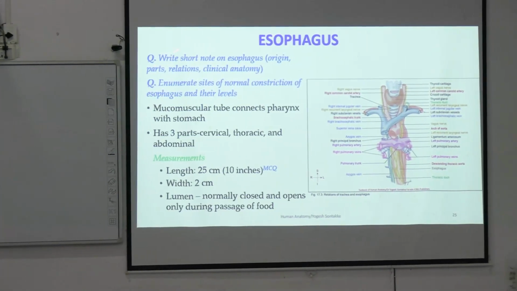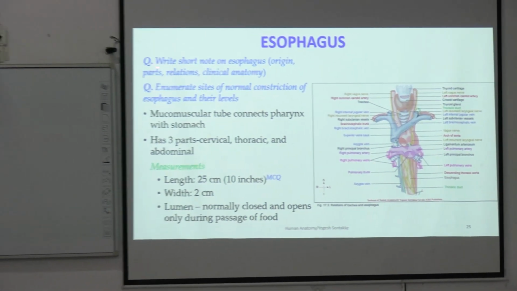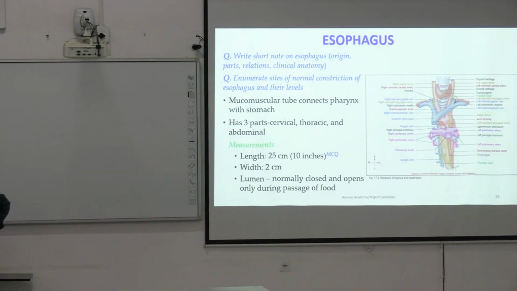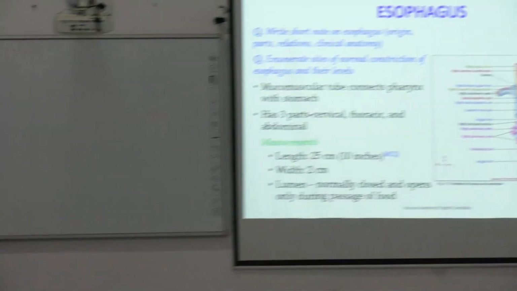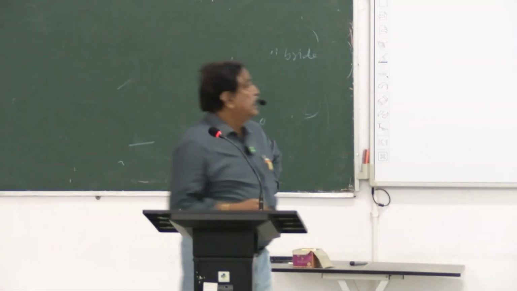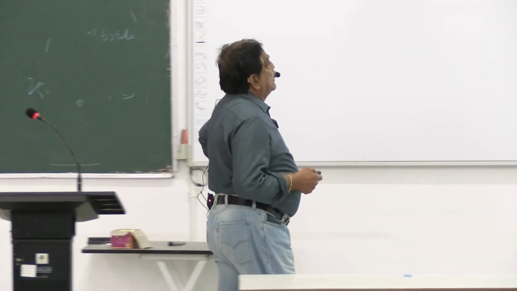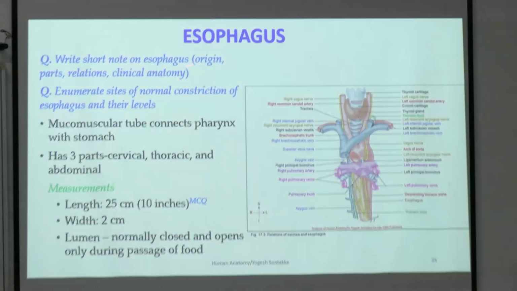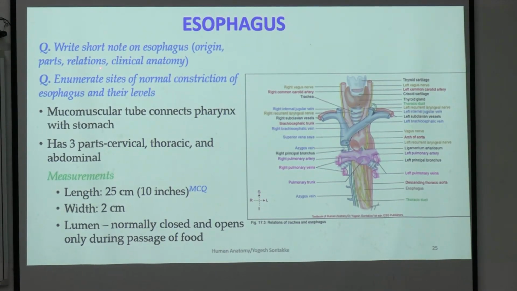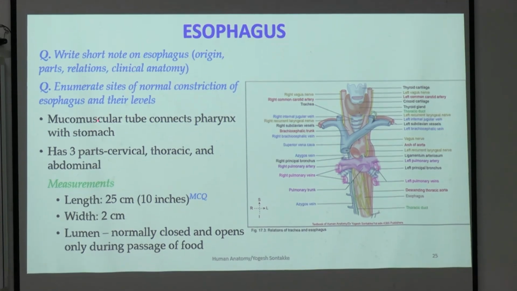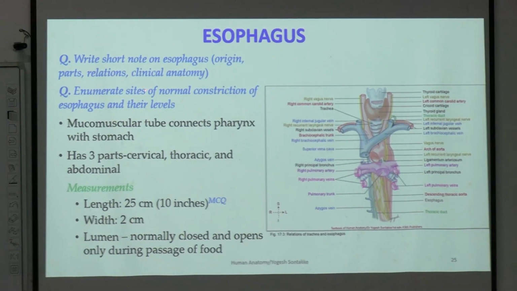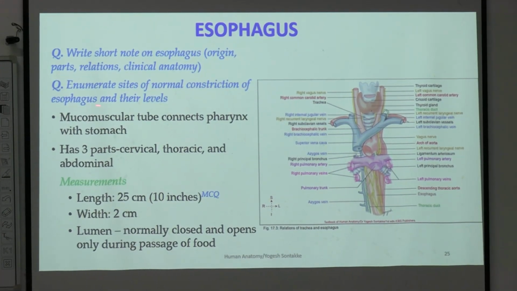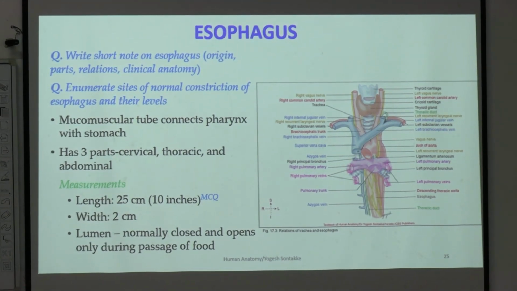Now, esophagus. What are the probable questions that might come related to the esophagus? Write short notes on esophagus: origin, parts, relation, clinical anatomy. Enumerate sites of normal constriction of esophagus and their levels.